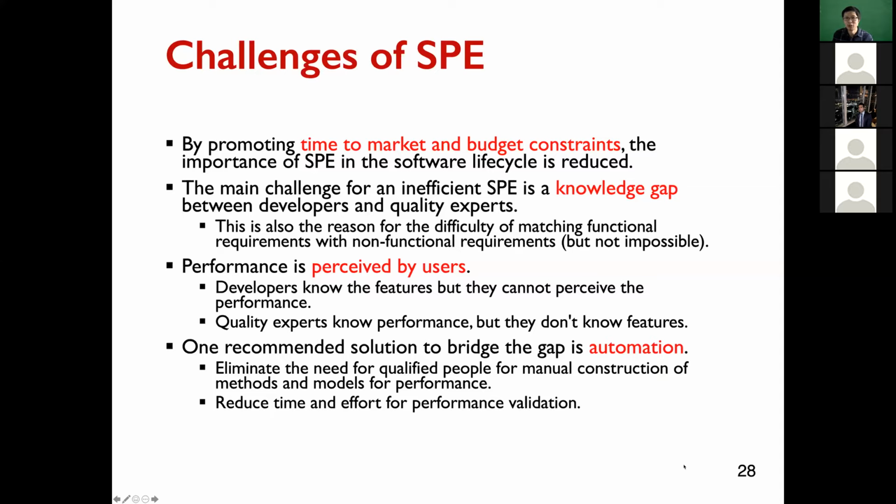So the recommended solution to solve these challenges is to do automation, right? We do automation for performance testing. So we reduce the time needed for performance testing. And we can involve customers. We can involve quality experts in the creation of the automated performance testing. So then we will talk about the details of performance testing later.